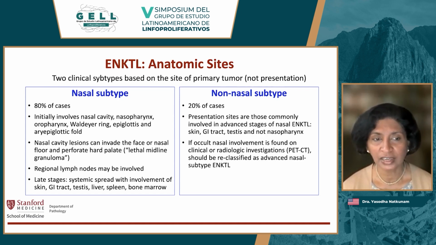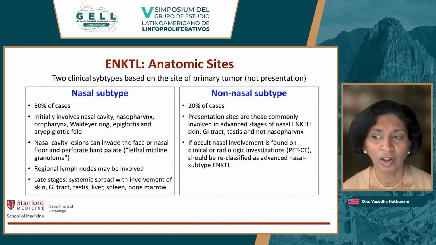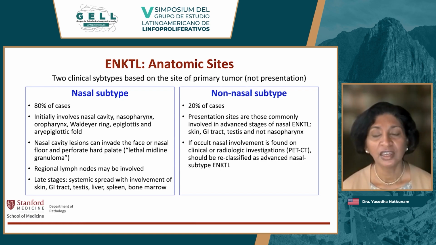Up to 80% of cases are of this subtype. The other one is called non-nasal, so it's different than the nasal subtype. These are connected, and I will tell you why. So initially, this lymphoma involves the nasal cavity and the nasopharynx, oropharynx in the head and neck areas, like the epiglottis, Waldeyer's ring, epiglottic fold. The presentation site for the non-nasal subtype is only involved in the nasal cavity in very late stages, skin, GI tract, testes, and not the nasopharynx in the initial presentation.